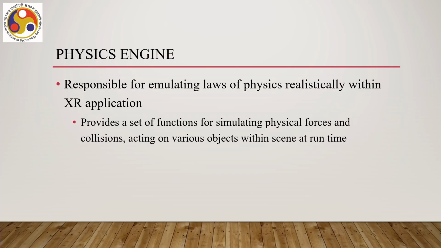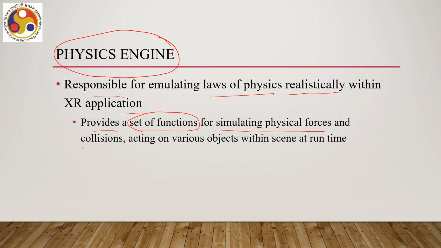Physics engine is one of the crucial components of any game engine. These are responsible for emulating laws of physics, as we have already discussed, realistically within the application. Typically they provide a set of functions for simulating physical forces and collisions acting on various objects within the scene at runtime. We have already touched upon this issue earlier. So, these are the basic components that are often part of any game engine.